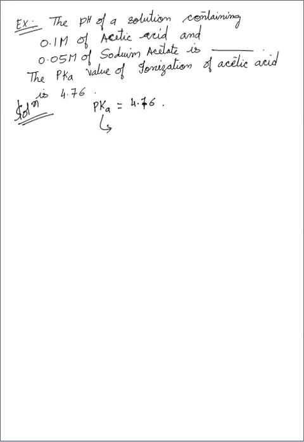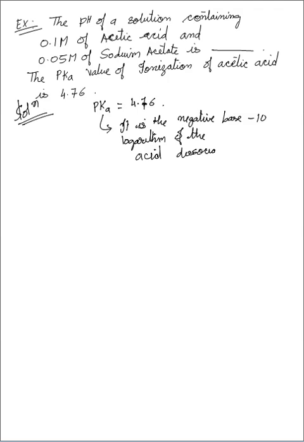It is basically the negative base 10 logarithm of the acid dissociation constant, and this is Ka. Basically we are representing it by Ka. Okay, now you have to remember one thing, that higher the value, basically stronger is the acid.